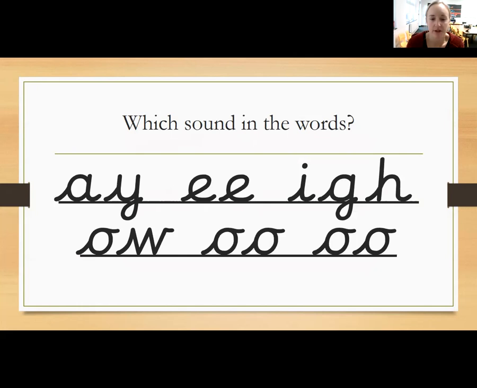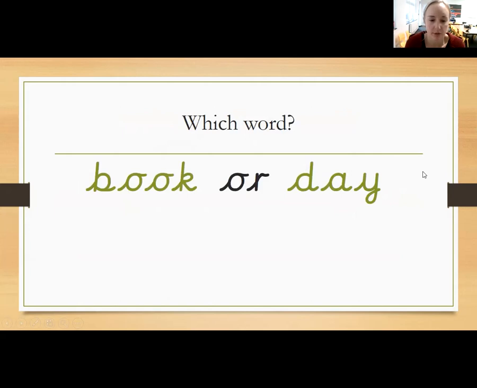So now we're going to focus on these sounds that we have been learning. We've got A, E, the trigraph I, O, U and U. I'm going to put two words up on the board. I want you to have a go at reading them. Then I'm going to say the sound and I want you to identify which word has that sound in it. We'll do the first one together.